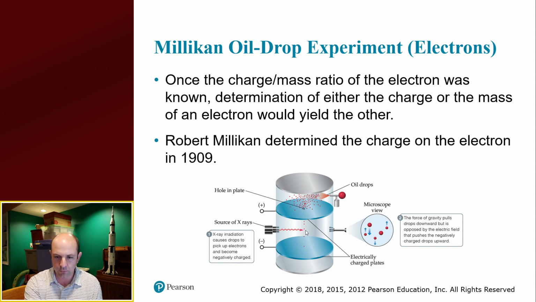And so the heavy ones fall to the bottom. The light ones get pushed to the top. But certain ones will be just the right size and have just the right number of electrons that they will float in the middle. And then he had a microscope looking at that middle. So he could say, oh, well, with my microscope, I can figure out how big the drop is. And I know the density of this oil. So if I can measure the radius of these drops, they're spheres, use geometry, okay, I know how big that is. I know the density. Now I know how massive it is. And if I know how massive it is, I know what the charge is.